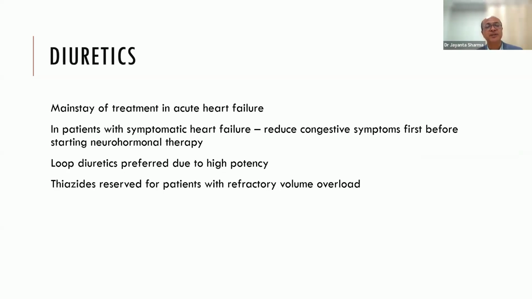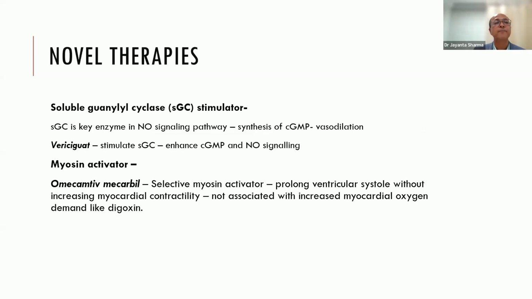And again, I am coming to the diuretics, because ultimately the mainstay of treatment in acute heart failure inside the ICU is the diuretics. In patients with symptomatic heart failure, it reduces the congestive symptoms. Loop diuretic is the drug of choice, and thiazide is reserved for patients with refractory volume overload. So loop diuretic is the drug of choice in acute heart failure inside the ICU, and it should always be kept in the emergency trolley or at the bedside for any heart failure patient management.